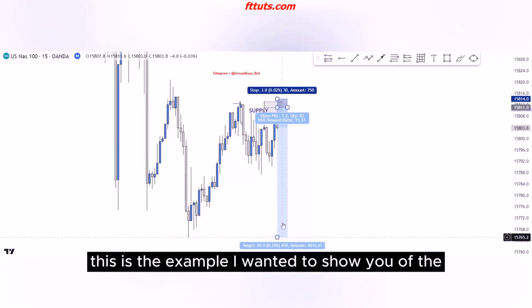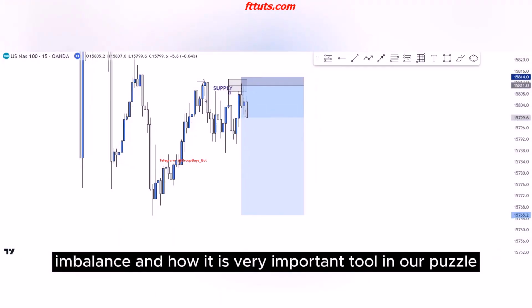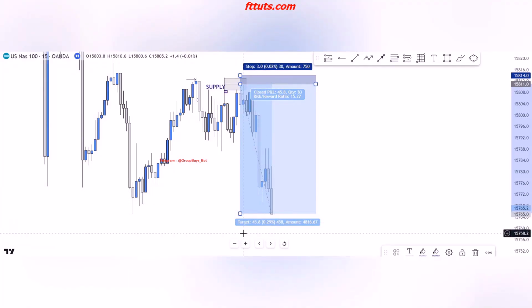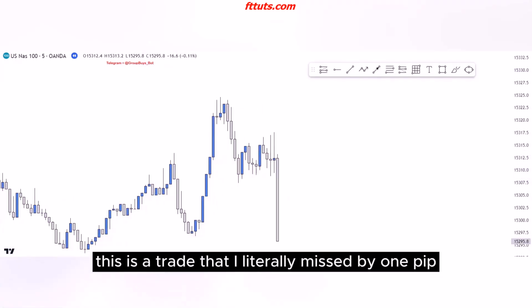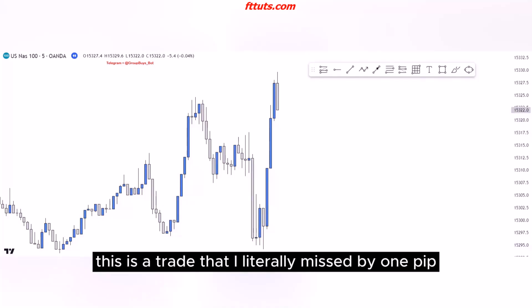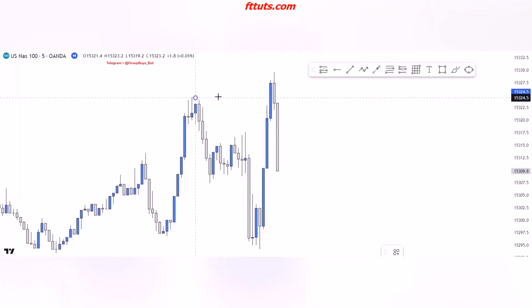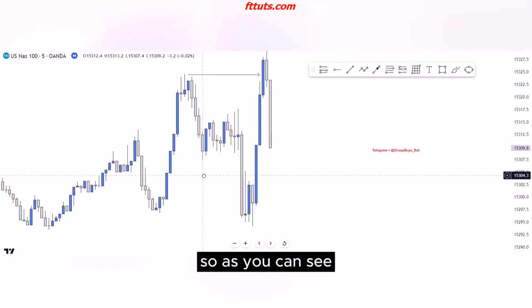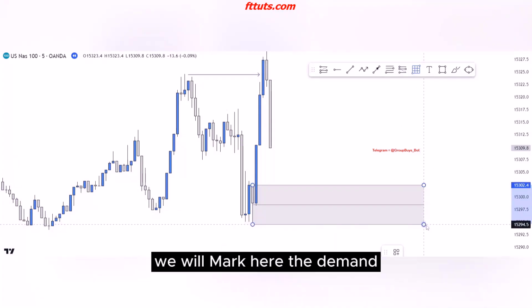This is the example I wanted to show you of the imbalance and how it is a very important tool in our puzzle. By the way, this is one of our rules. I have another example that I wanted to show you. This is a trade that I literally missed by 1 pip. I know it's the most annoying thing in the whole world, but there's nothing to do, so it's part of the game. So as you can see, this is our break with impulse. We will mark here the demand.